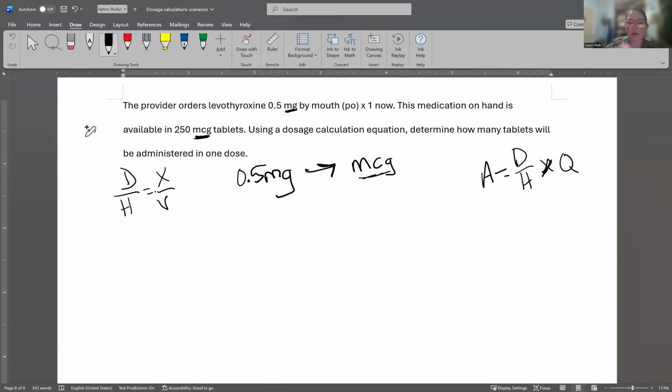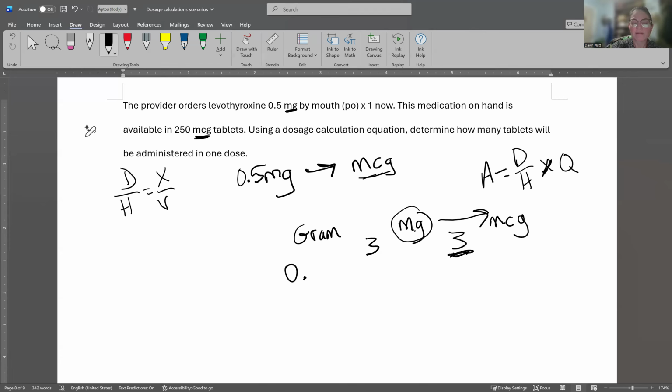On the metric system, gram is your base unit of weight, milligram is smaller, and microgram is even smaller. There are 3 spaces in between each of these. So when I take my 0.5 milligrams, I just need to move my decimal place over to the right 3 times. So 0.5, I take my decimal point: 1, 2, 3, and then I add my zeros. It's that simple. Now, if I were to start at micrograms and needed to go to milligrams, I would be going to the left.